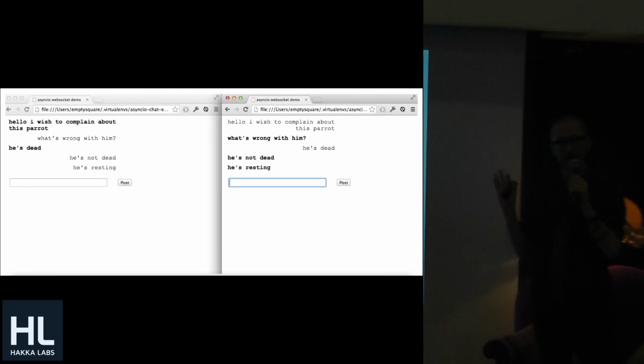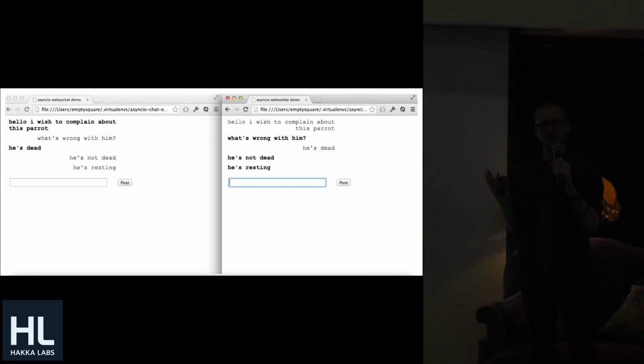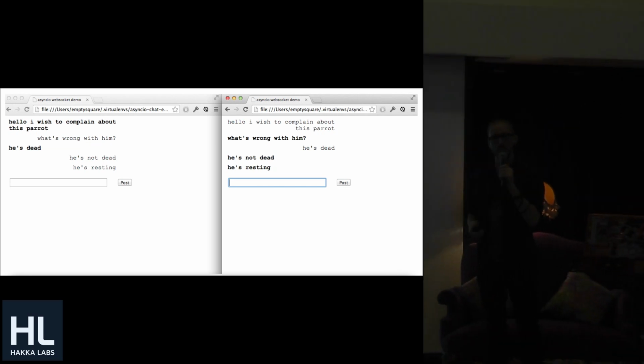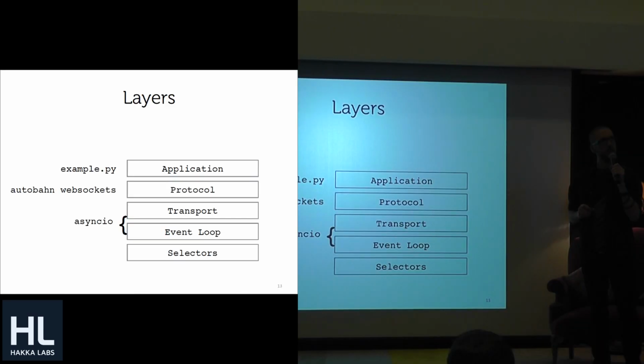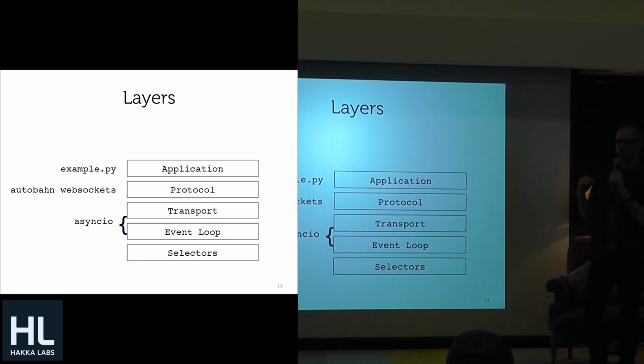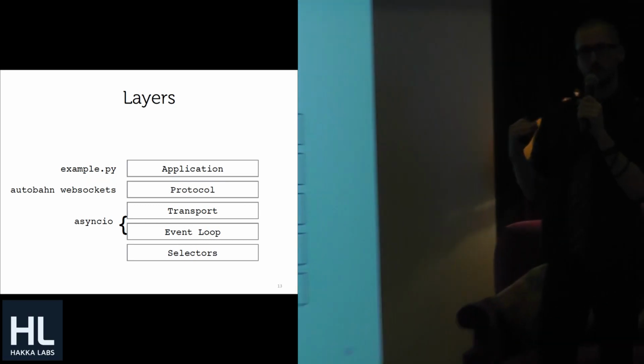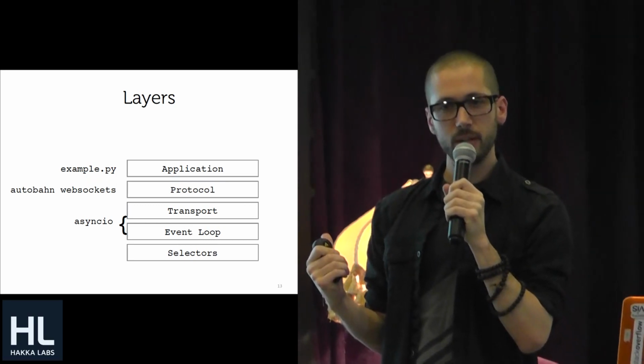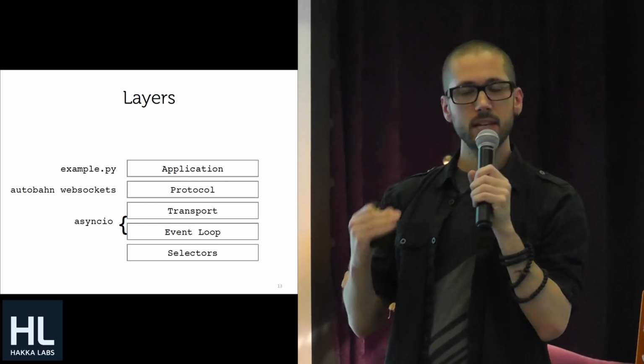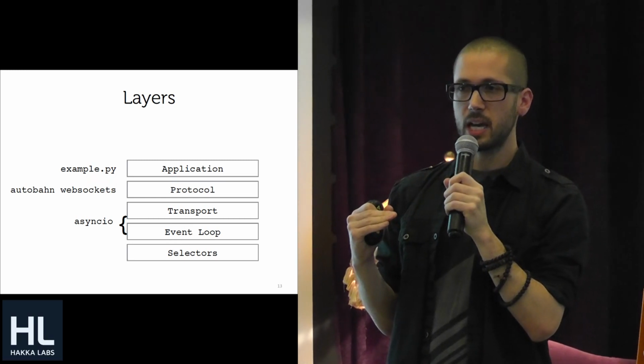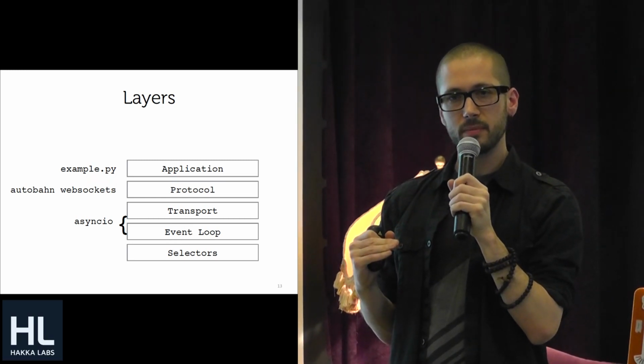and the server rebroadcasts it to anybody else who's connected. This is absolutely the stereotypical async example. There's nothing special. So we're going to walk down through the layers of how this works. The first is a few lines of my own example code in the application layer. Beneath that, there's a WebSocket implementation.